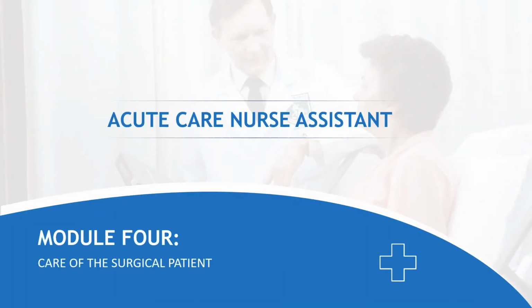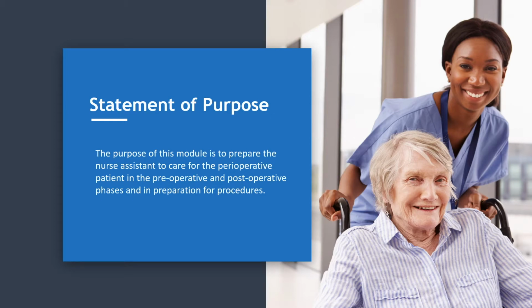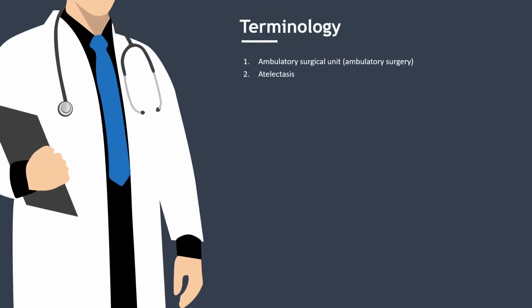Acute Care Nurse Assistant, Module 4, Care of the Surgical Patient. Statement of purpose. The purpose of this module is to prepare the nurse assistant to care for the perioperative patient in the preoperative and postoperative phases and in preparation for procedures. Terminology.